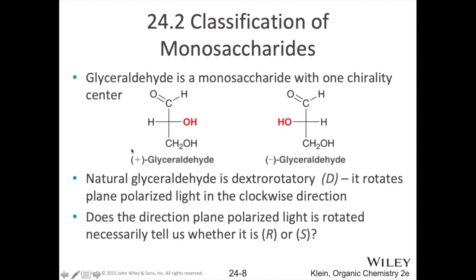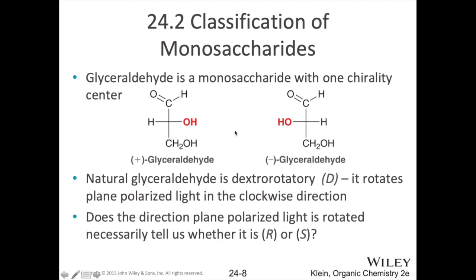However, notice that we also distinguish between our 2 isomers, or our 2 enantiomers of glyceraldehyde using this plus or minus designation. Now, if you recall, when we look at plane polarized light shining on our sample of our enantiomer, if we have just 1 enantiomer, it'll deflect it one way, and the other enantiomer will deflect it the other way, right? And that's where we have these plus or minus designations, or dextrorotatory or levorotatory designations, right?